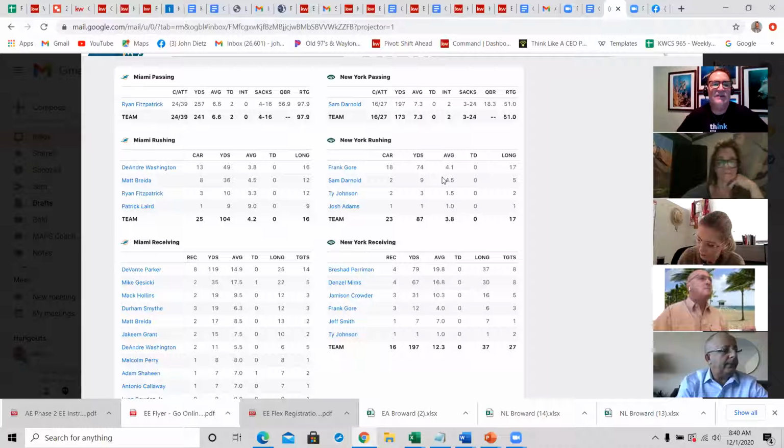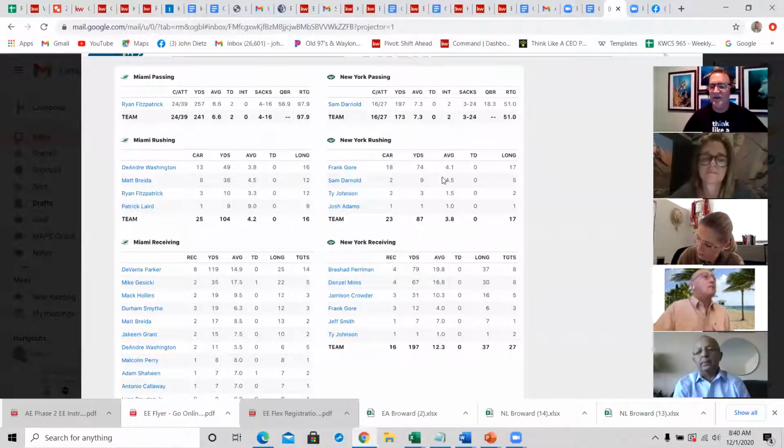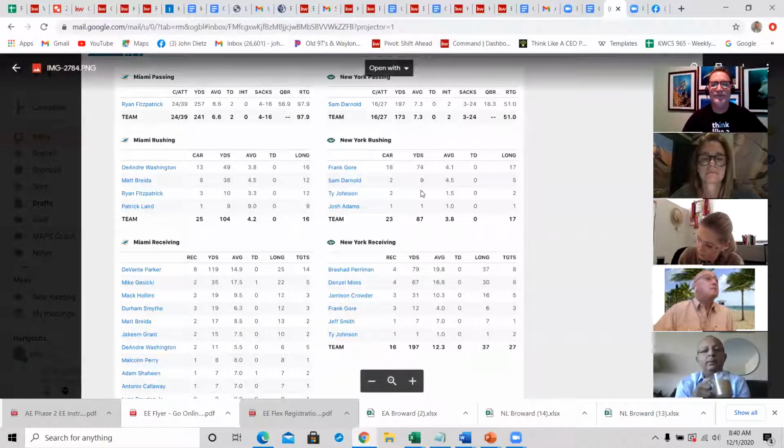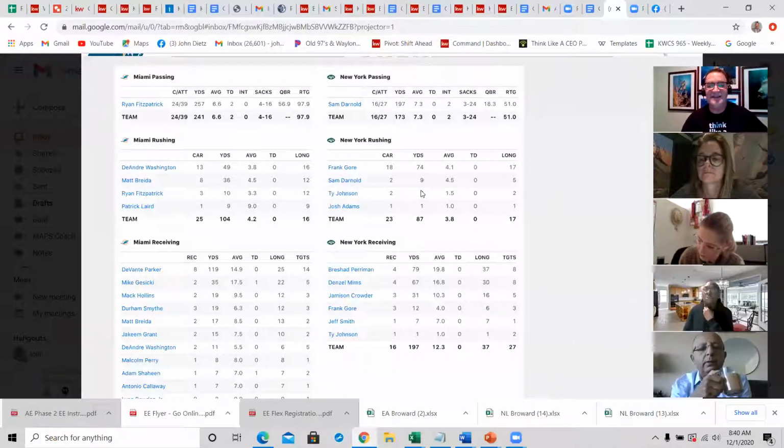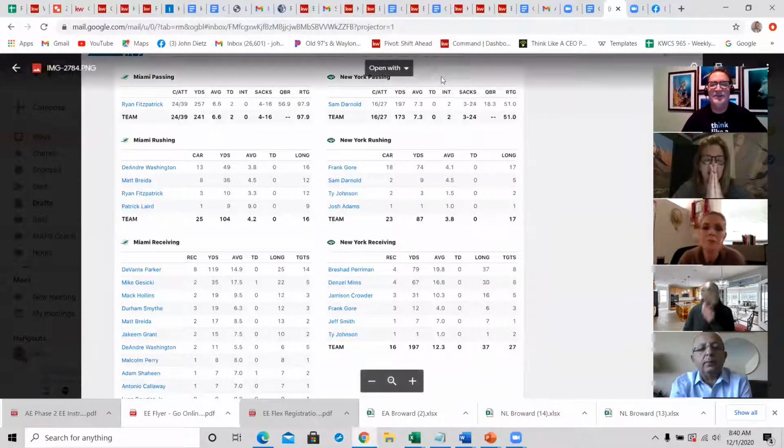So let's just talk about passing. The Miami Dolphins had 241 yards passing. The New York Jets had 173. Who won the game? The Dolphins did, guys. Just based on the number of yards they had passing over the number of yards the Jets did, chances are pretty good the Dolphins won the game. If you look at rushing, 104 yards to 87 yards, same thing. If you look at total yards, Miami Dolphins had more total yards than the New York Jets did. The Miami Dolphins had more first downs than the New York Jets did. So based on all of that, who won the game?